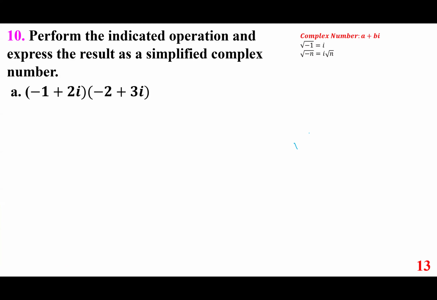If you have square root of 4, the answer is 2. If you have square root of -4, the answer is 2i. If you have square root of, let's say, 25, the answer is 5. If you have the square root of -25, it is 5i. This is what we mean by this part.